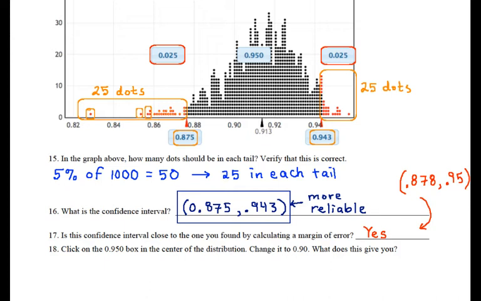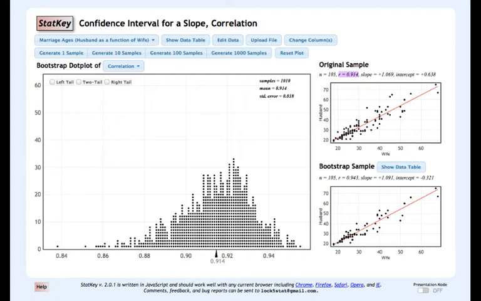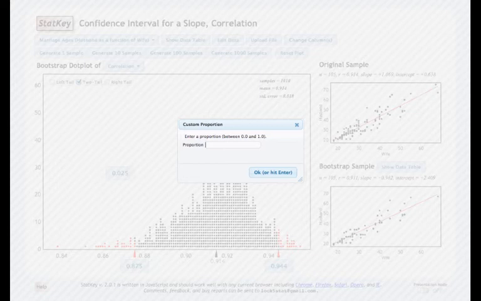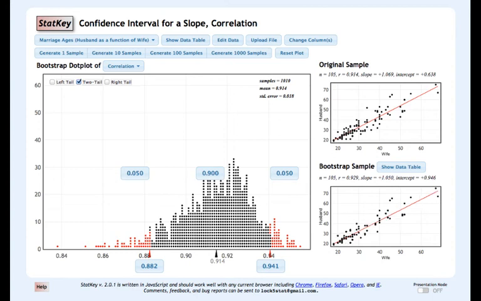Now, if we go to this graph in StatKey, and from this distribution we already have, if we just click on two-tail, we get a graph that looks like what we were just looking at. And now I touch this 0.95 and I change it to 0.90, or even just 0.9, same thing. I can see that now I have the center 90%, and I have 5% in each tail, adding up to 10% total in the tails.